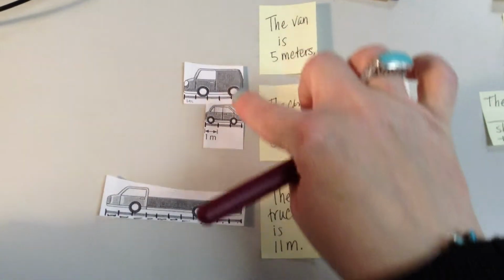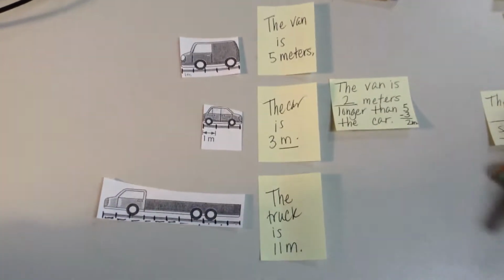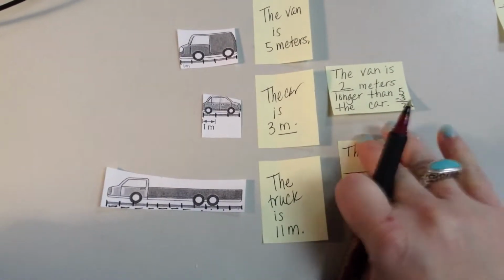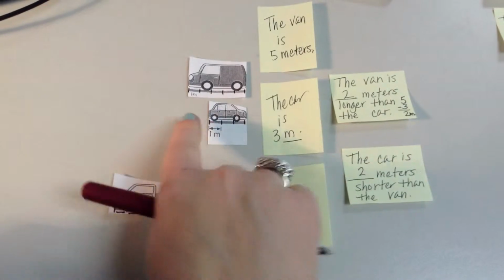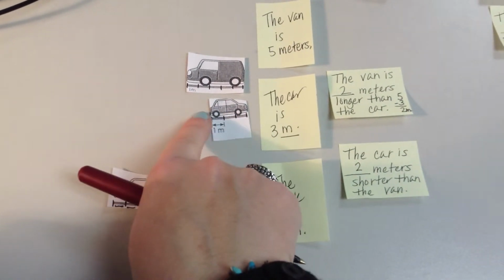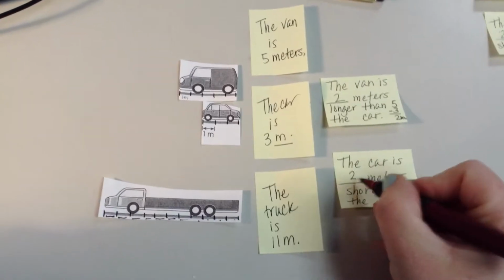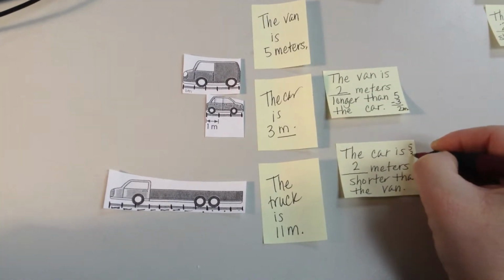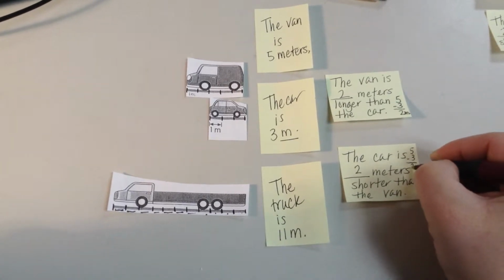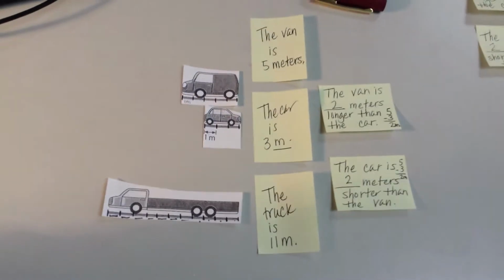Yes, the van is longer than that car. Now, we could also say that the car is 2 meters shorter. It is shorter. How much? Well, we see it right there: 2. It is 2 meters shorter than the van. Again, you're comparing, and we would subtract. 5 take away 3 is 2, because 3 and 2 more is 5.